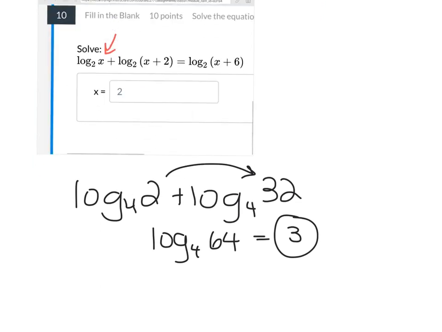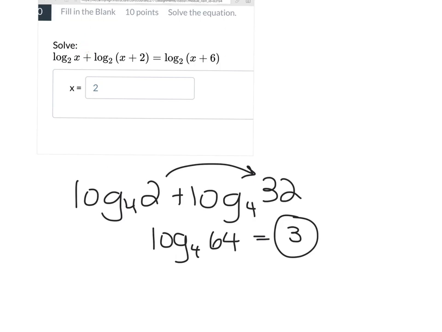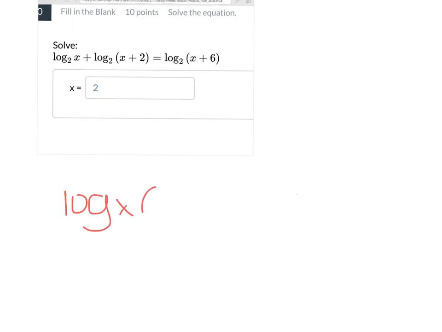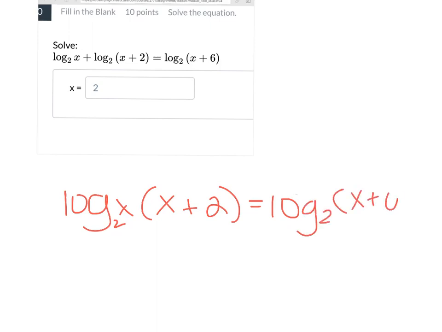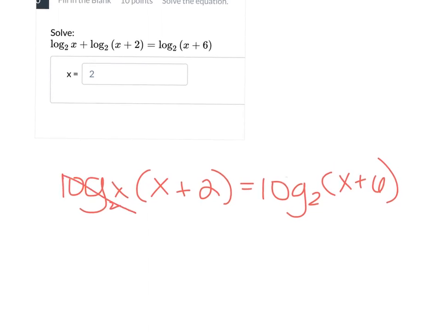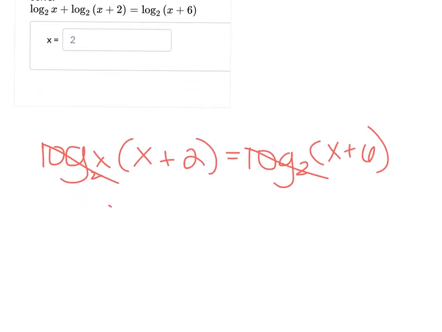And then the last one, you were condensing first and then solving. So you had to take, there was a log on either side of the equal sign. You got to take that log, condense it on the left-hand side. So because it was positive, it becomes multiplication. This is log base 2. Log base 2 of x plus 6. And then, because both log base 2 is on the left-hand side and the right-hand side, I can use the one-to-one property to say x times x plus 2 equals x plus 6.